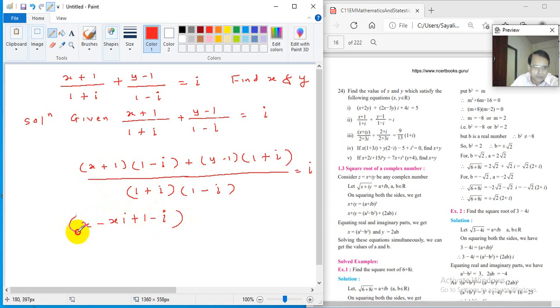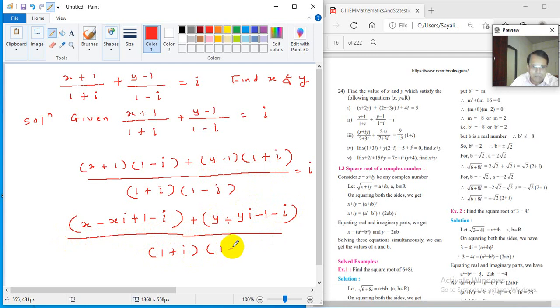This is the product of the first two terms. Then here, plus y minus 1 into this, so it is y into 1 is y, y into i is yi, okay, then minus 1 and minus i, and this whole thing divided by 1 plus i into 1 minus i, and the whole thing is equal to i, that is given.